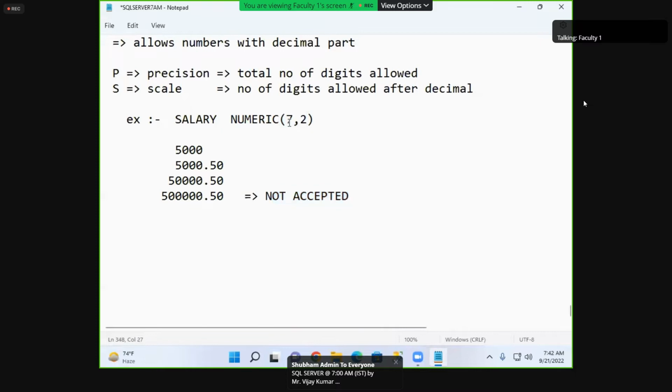7 is not before decimal. 7 is total digits. After decimal 2, before decimal 5. But here before decimal how many digits are there? 6. That's why it is not allowed. Okay?